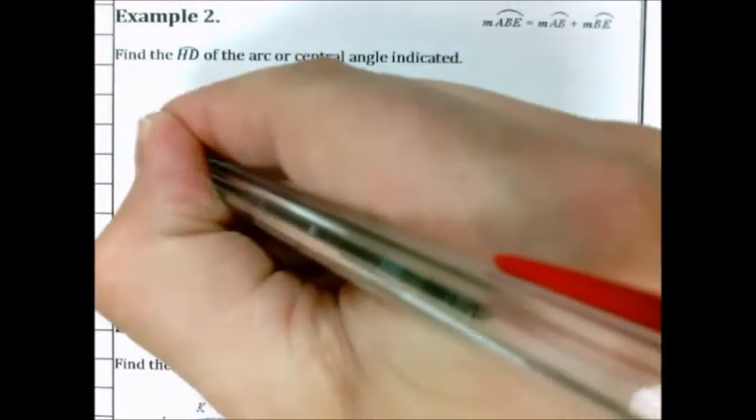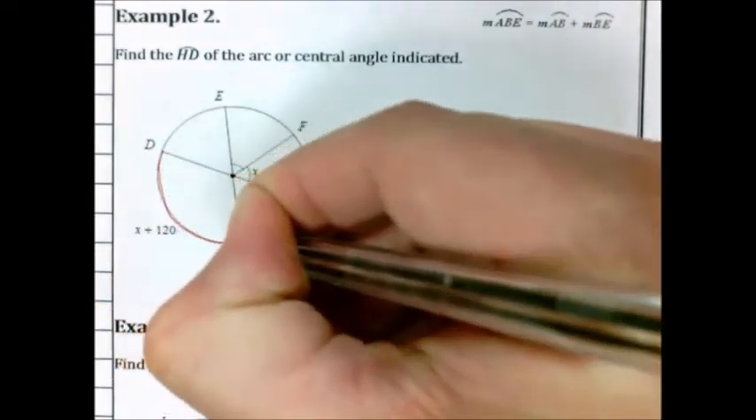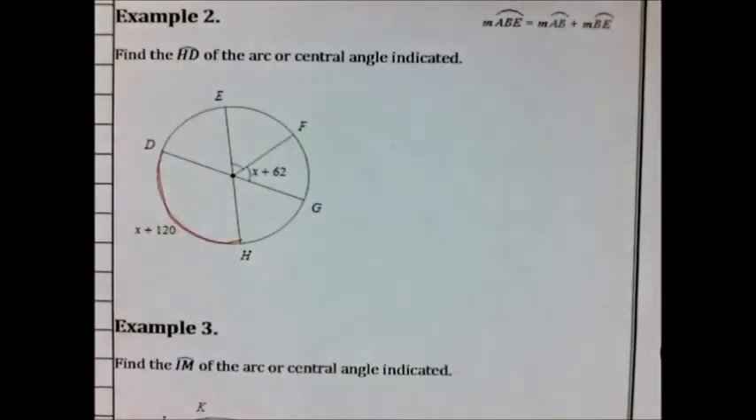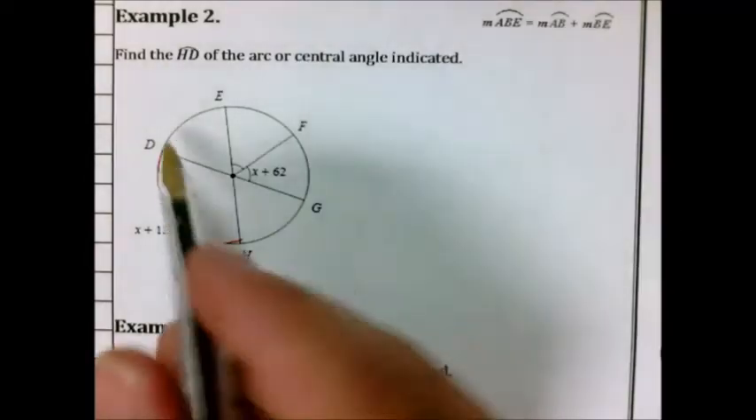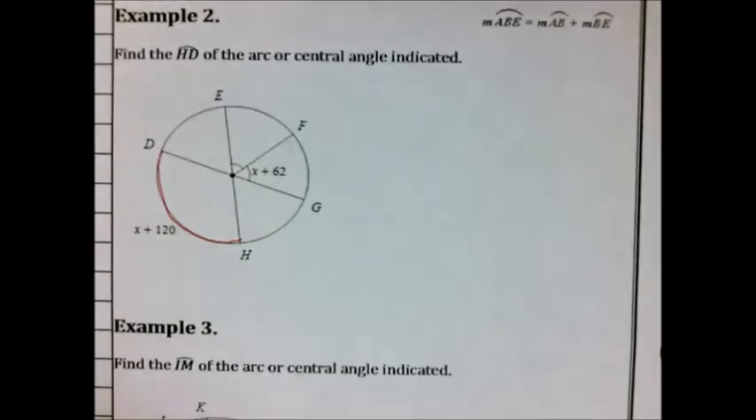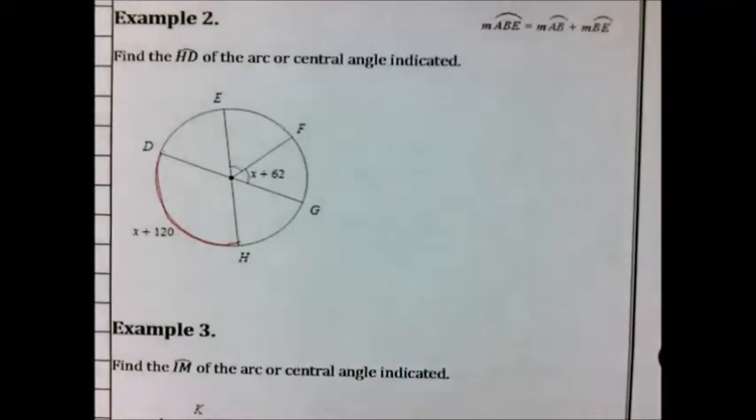We're talking about HD, that's this arc right here. Remember, it has 2 points or 2 letters here. That means we're talking about a minor arc. So we're trying to find what this is equal to. Now, you have to use certain pieces of information that we've already learned from this year to be able to figure out what this is.